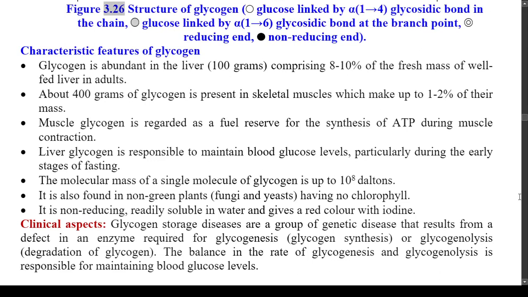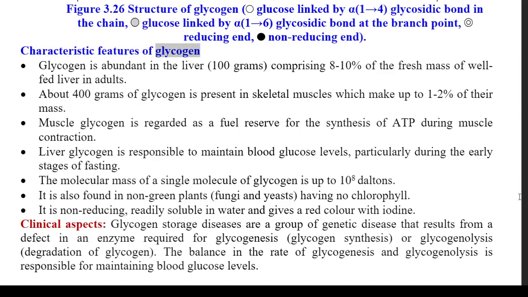Figure 3.26: Structure of glycogen. Glucose linked by alpha-1→4 glycosidic bond in the chain, glucose linked by alpha-1→6 glycosidic bond at the branch point, reducing end, non-reducing end.